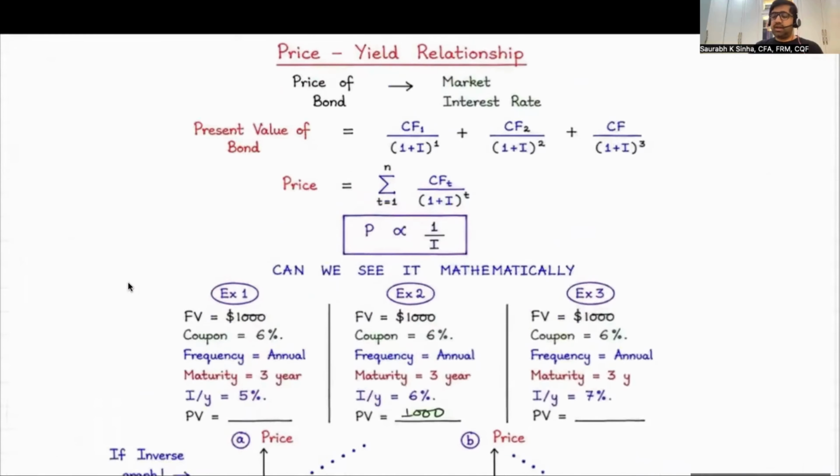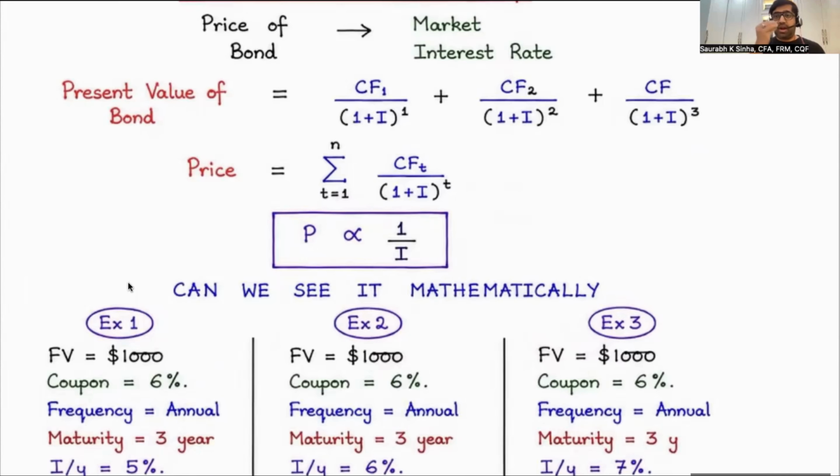With that, let's get started and deep dive into why the price of the bond and interest rate have a convex inverse relationship. Till now, if you have watched all the sessions of valuation, good; if not, please watch valuation sessions 1, 2, 3, and 4. In all the sessions, you might have seen that the present value of the bond is equal to cash inflow 1, that is the coupon, upon 1 plus interest rate raised to the power 1, plus cash inflow 2 or coupon 2 upon 1 plus interest rate raised to the power 2, plus cash inflow 3 upon 1 plus interest rate raised to the power 3.